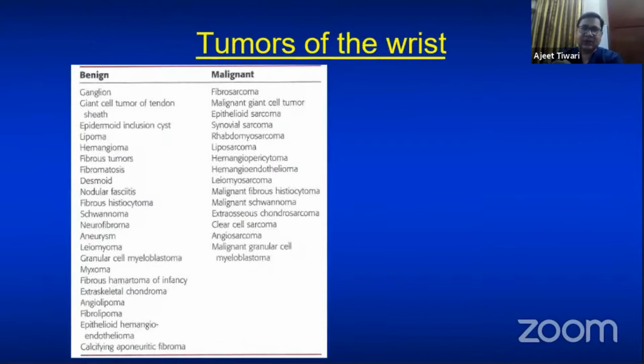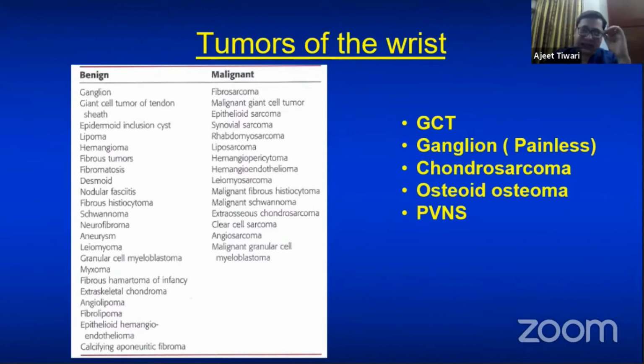These are some common tumors present on the distal aspect of the radius. There is a huge list, but there are a few common ones, like giant cell tumors and ganglion, though it is painless.